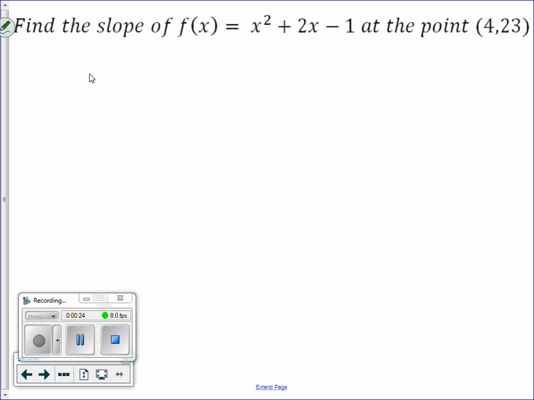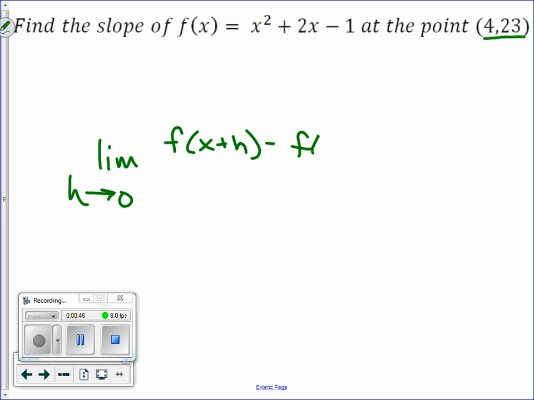f of x equals x squared plus 2x minus 1. We want to find the slope of this function at the point (4, 23). This is f of x. I'm going to write it here this time. This is our blueprint, our formula for how we're going to find that derivative, that formula that will help us define the slope.